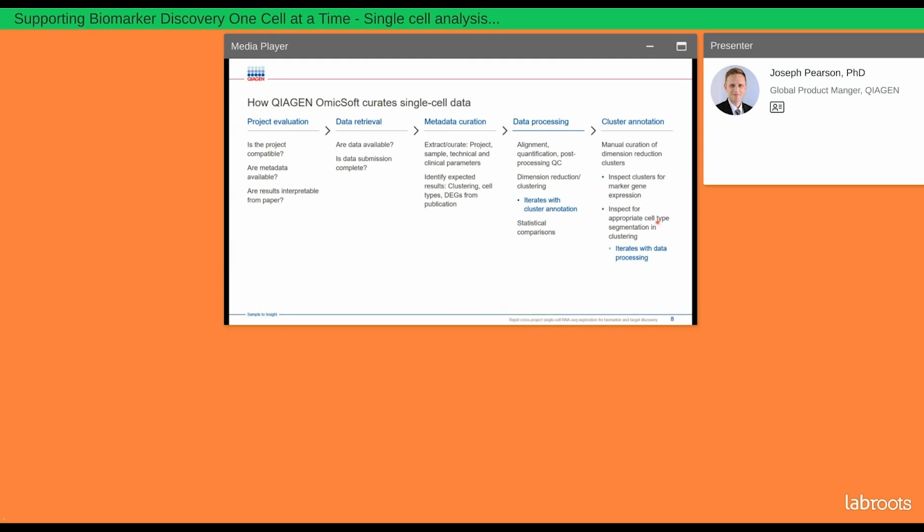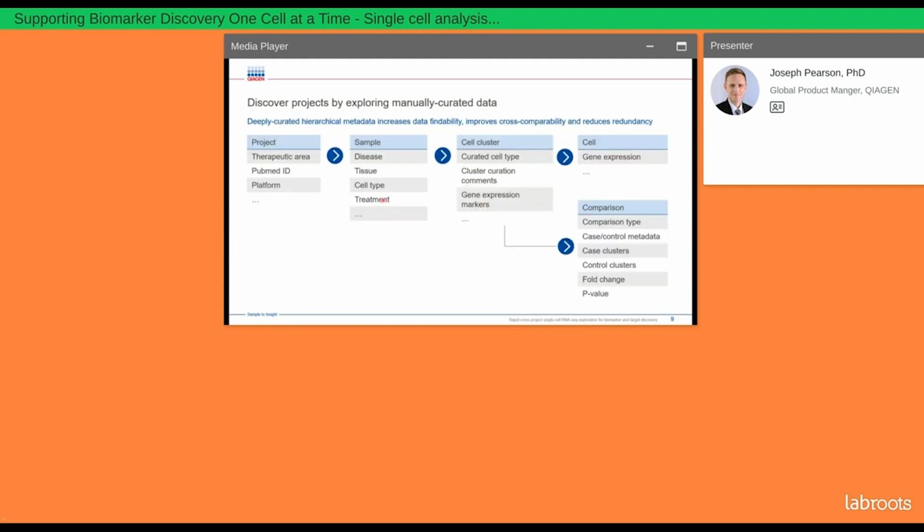And so this means that you can explore all of our curated data sets and discover the relevant data sets based on precise and manual curation of the cell types that are included. You can filter down on our data sets and explore and discover based on project level metadata, sample level metadata, and the curated cell type metadata.